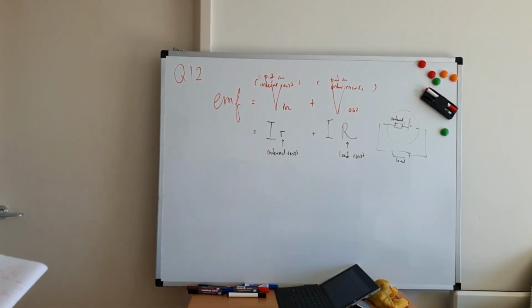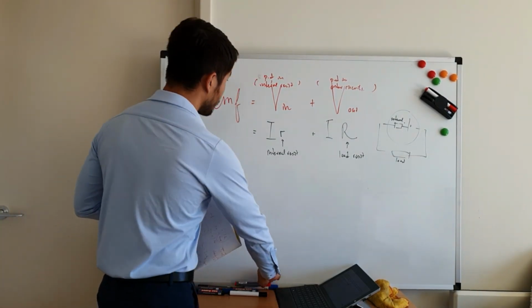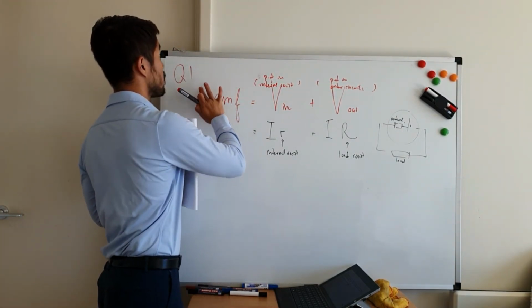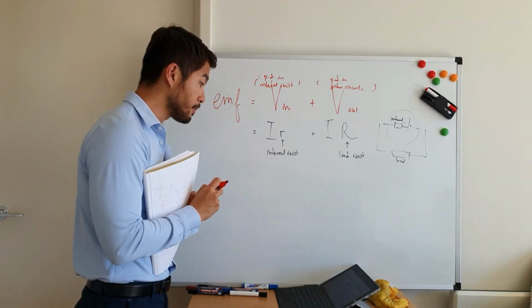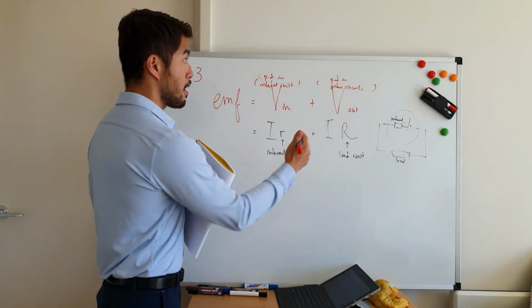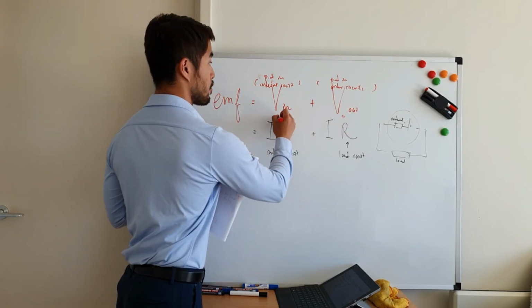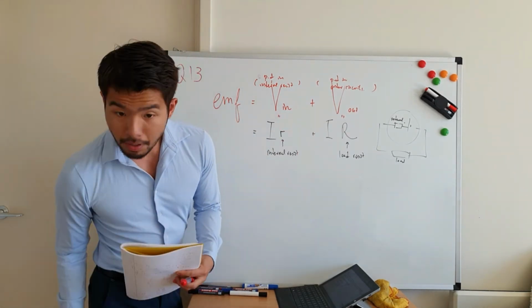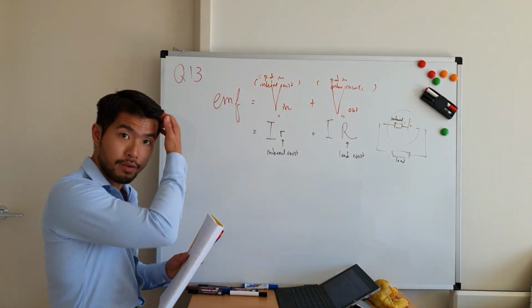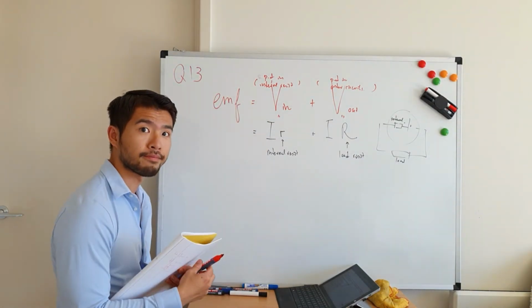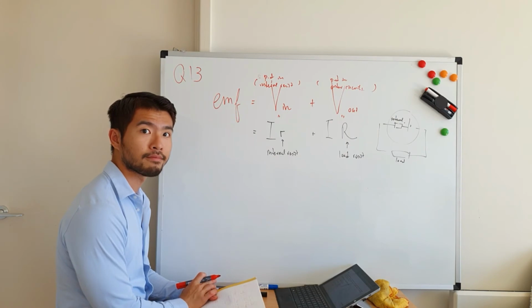Question 13 is a very, very typical internal resistance equation question. Please try it yourself using this. Remember, V out equals IR, V in equals IR. Okay? Please try it yourself first, and then I will go through it.